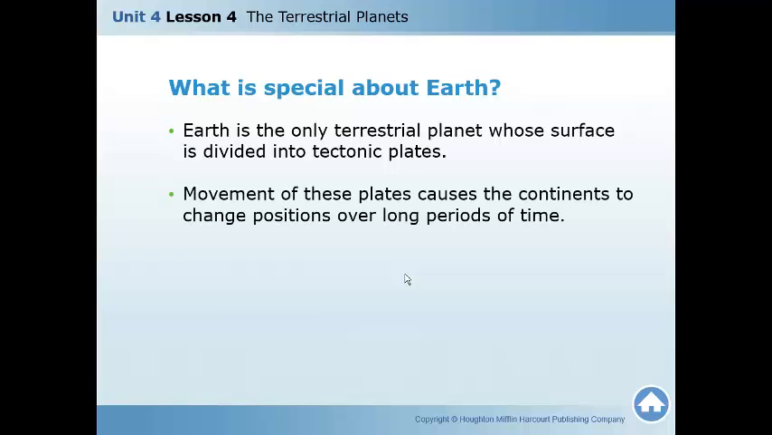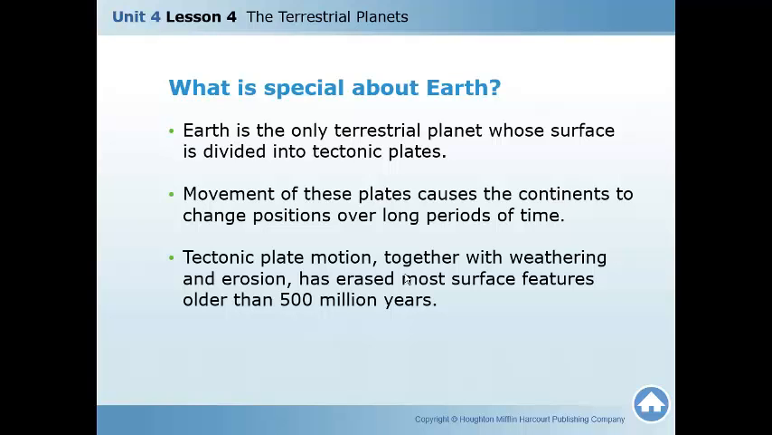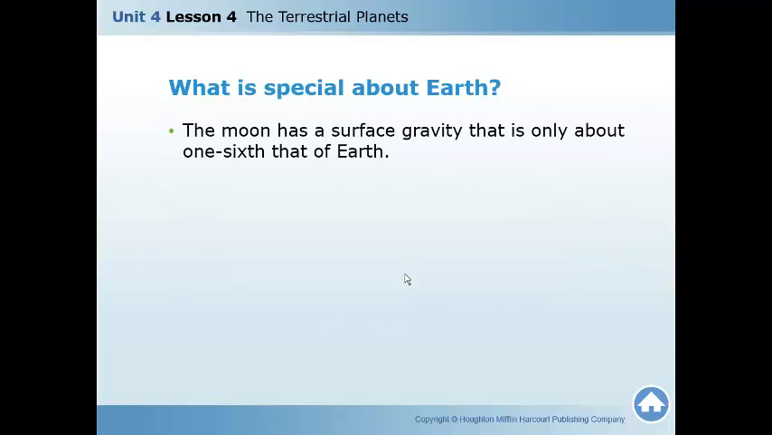Movement of these plates causes the continents to change positions over long periods of time. We talked about Pangaea and the land masses there. Tectonic plate motion, together with weathering and erosion, has erased most surface features older than 500 million years old. So those features that once existed 500 million years and before, we don't see any of those signs or pieces of evidence of what the Earth looked like then any longer.